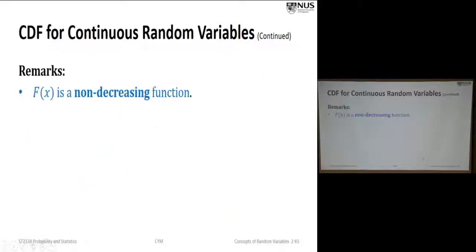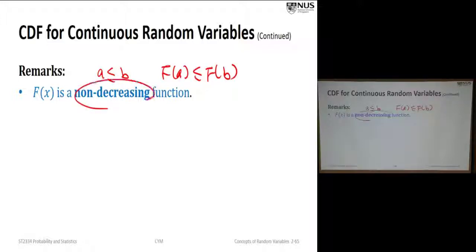And this F of x is a non-decreasing function. Is it obvious? Non-decreasing function means that if a is less than or equal to b, then F of a must be less than or equal to F of b. It won't drop, and it's obvious. Why? Because if your b is bigger than a, besides the probability that you collect up to a, you still collect all the probabilities or density between a and b. So of course, F of b must be bigger than or equal to F of a. So it's a non-decreasing function.